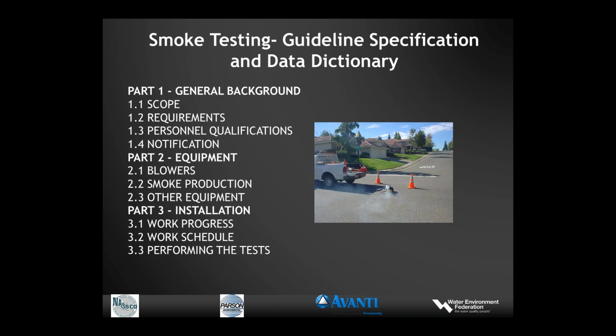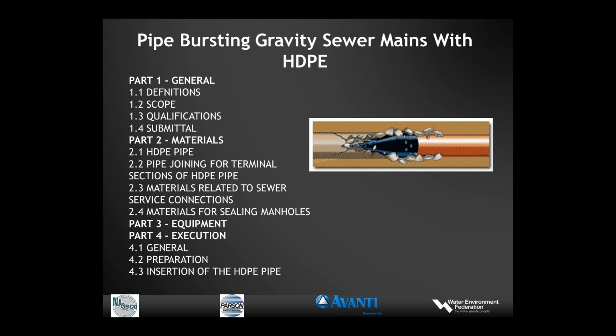So these are all things that are included in these specifications. There's a pipe bursting gravity sewer main spec, which is specifically designed for high-density polyethylene, which is probably one of the most common pipe materials that are used in the pipe bursting industry. There are other products that are used. There's PVC, there's ductile iron pipe, there's fiberglass reinforced pipe that are specially designed with a restrained joint, low-profile restrained joint that are used for pipe bursting. But this particular specification is specific to high-density polyethylene pipe.